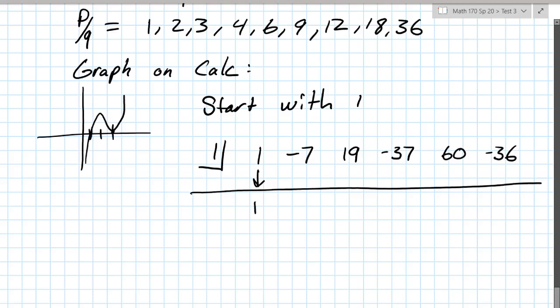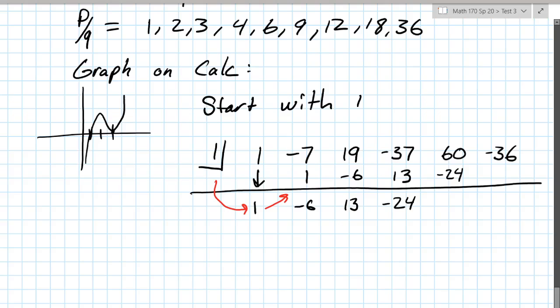Start by carrying down the 1. Then 1 times 1 is 1. -7 plus 1 is -6. 1 times -6 is -6. 19 minus 6 is 13. Times 1 is 13. -37 plus 13 is -24. Times 1 is -24.